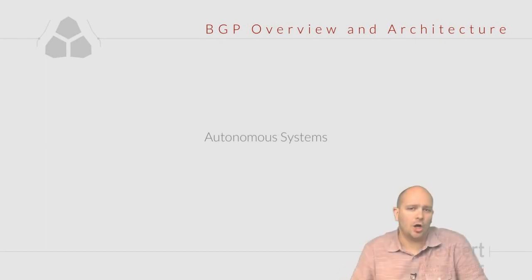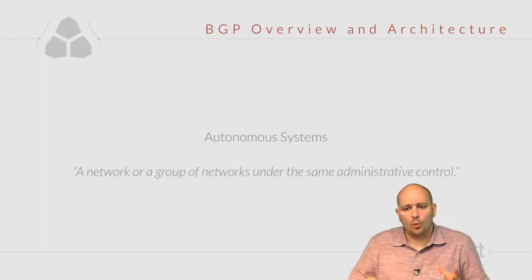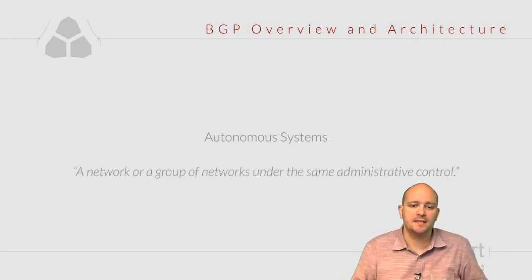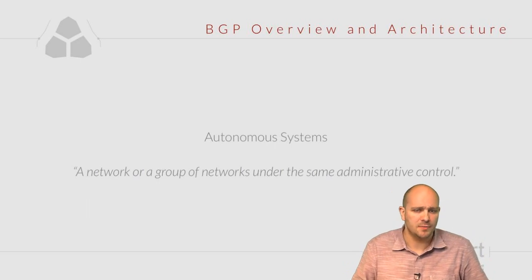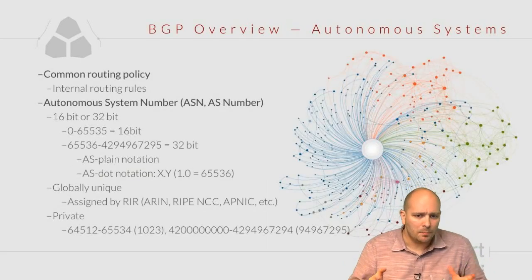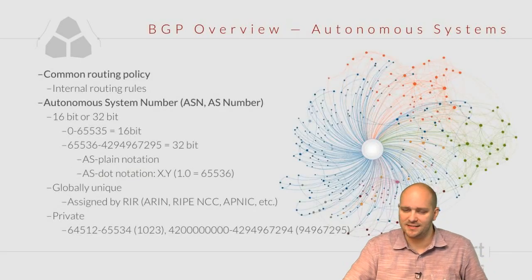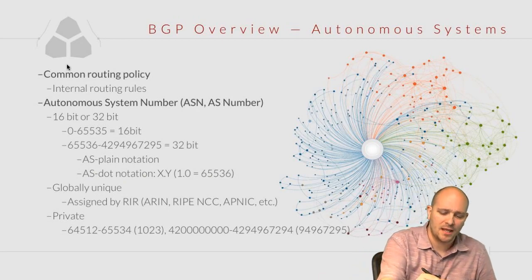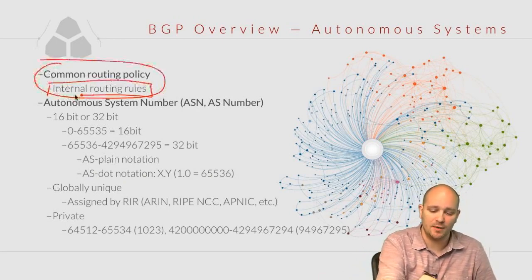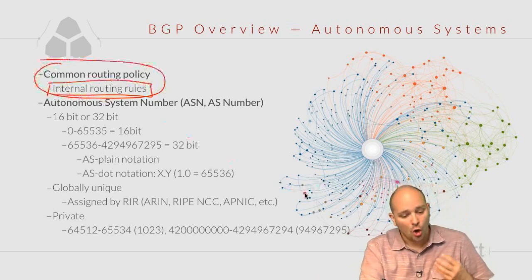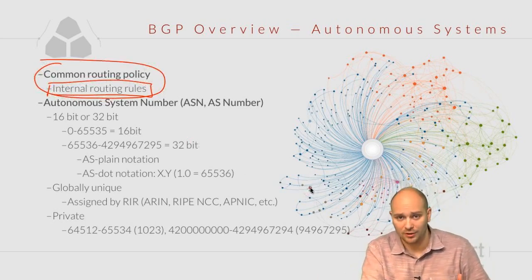So what are autonomous systems? Well, one of the definitions that I like is that an autonomous system is a network or a collection of networks under the same administrative control. Now, in plain English, what that means is that an autonomous system is a network or a group of networks that share the same internal routing rules or the common routing policy.